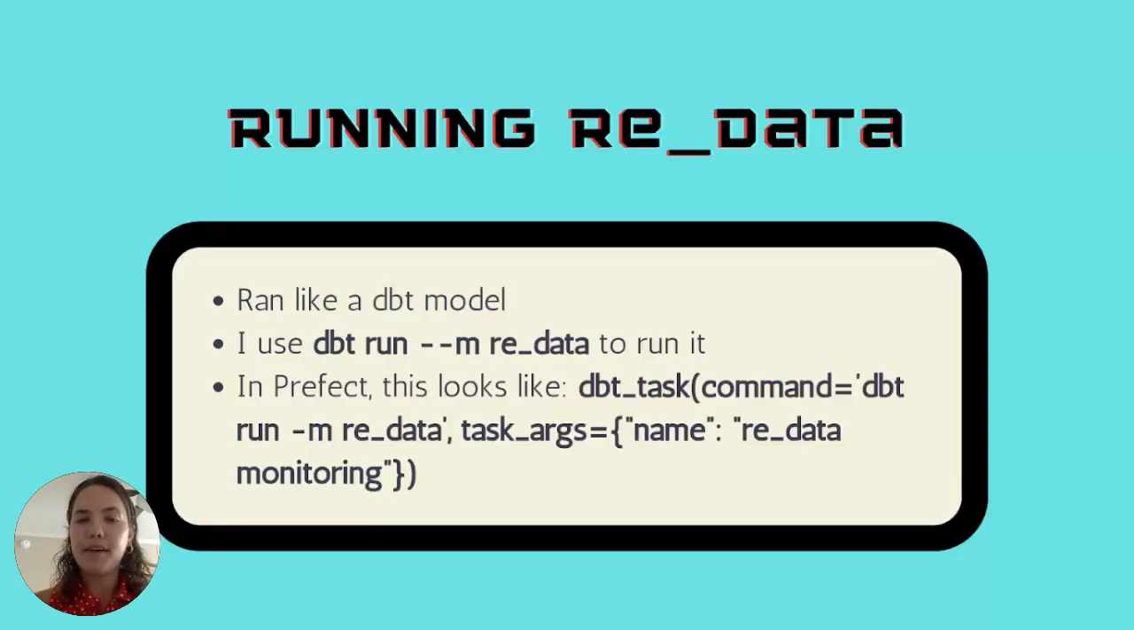So within Prefect, again, I run REData just like I do any other dbt model. I define it within a dbt task, and I specify the command, so the run command. And then task args is just the name that you want to show up on the Prefect UI, so it makes it cleaner and easier to detect which task is which.